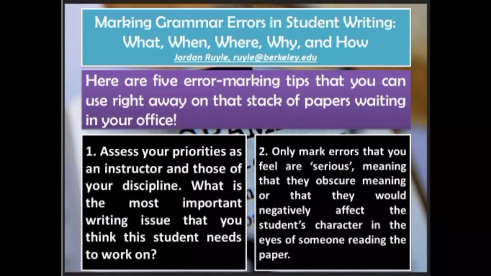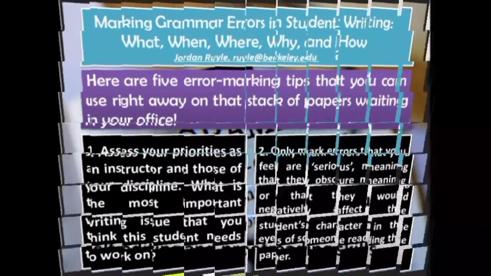What is the most important writing issue that you think these students need to work on? Number 2. Only mark errors that you feel are serious, meaning that they obscure meaning or that they would negatively affect a student's character in the eyes of someone reading the paper.